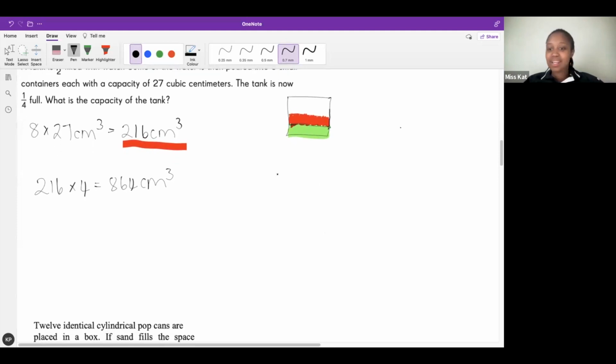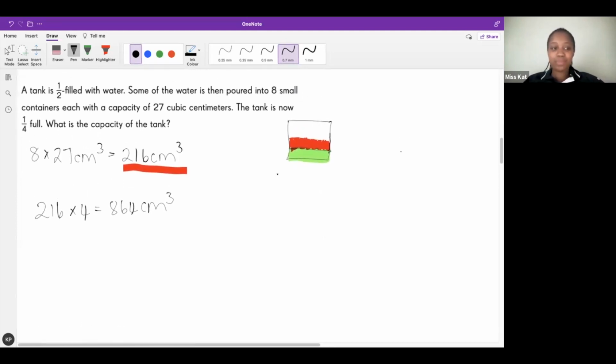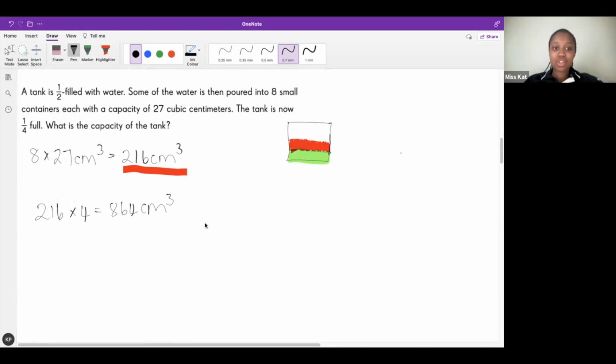Yay. Someone said, why is it cubed? Because it's volume. And the information told us that it's 27 cubic centimeters, which means it is 27 centimeters cubed. Okay.